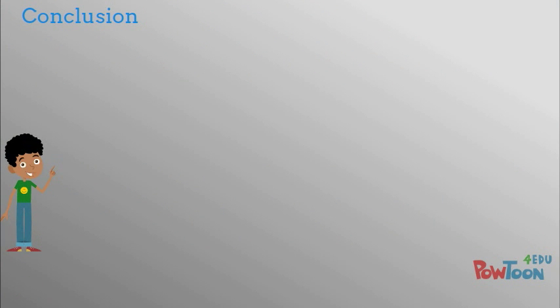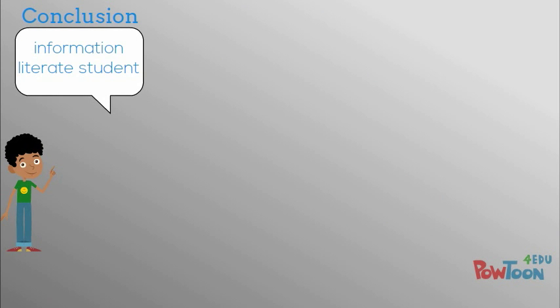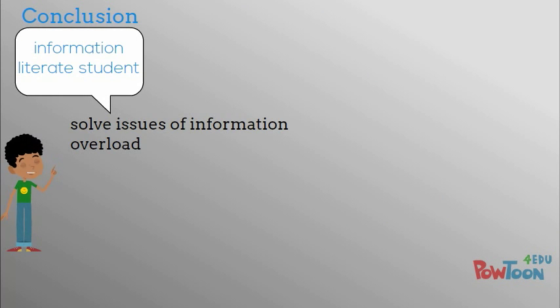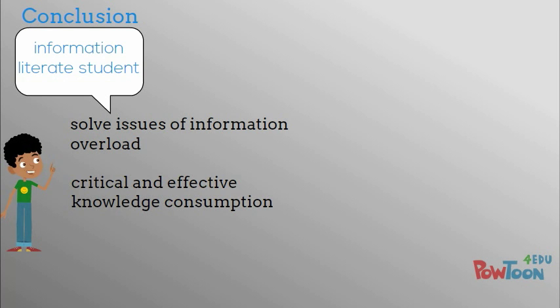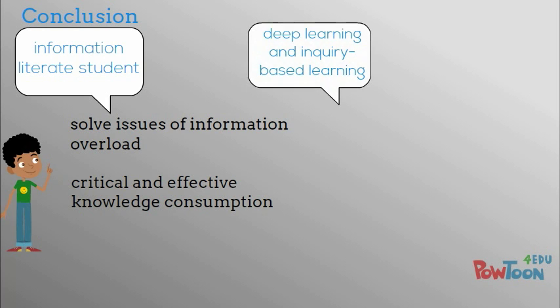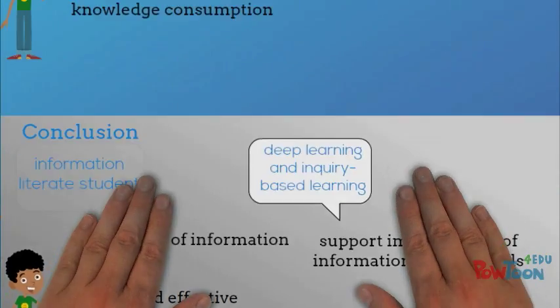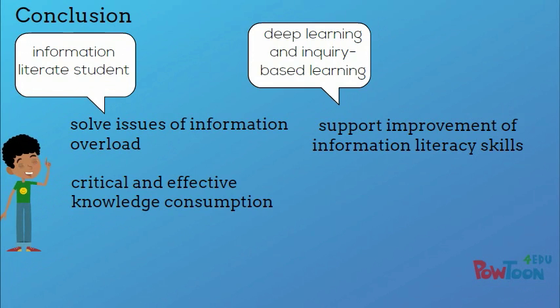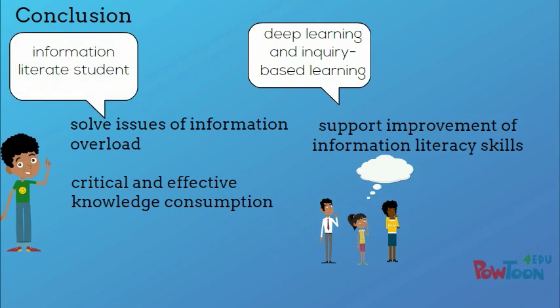In conclusion, students who possess information literacy skills may be able to solve the problems of information overload in the 21st century, because they will consume knowledge critically and effectively. Besides, deep learning and inquiry-based learning will support students to develop information literacy because of their reflective thinking and evaluation on their acts on objects and events.